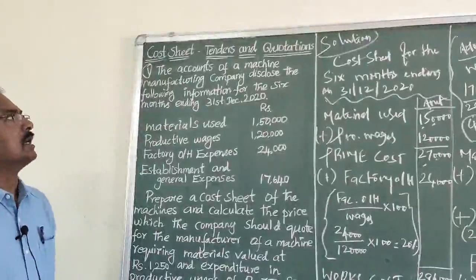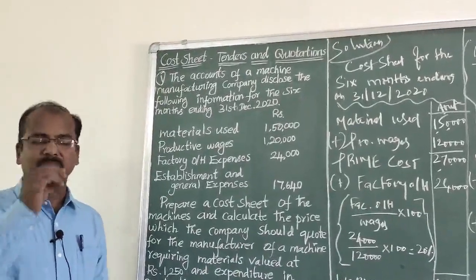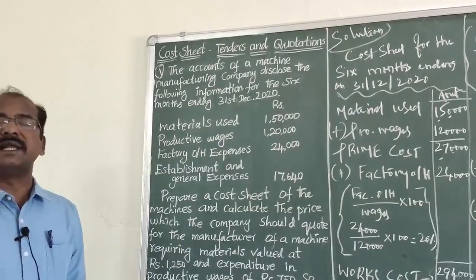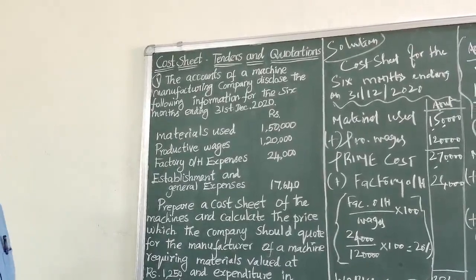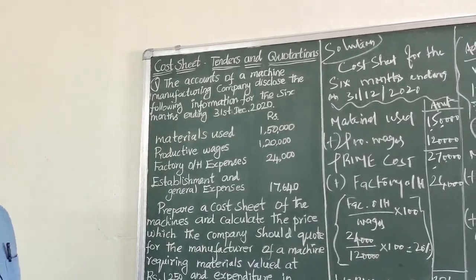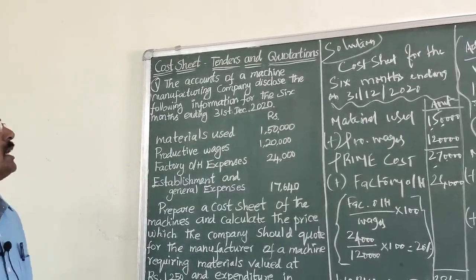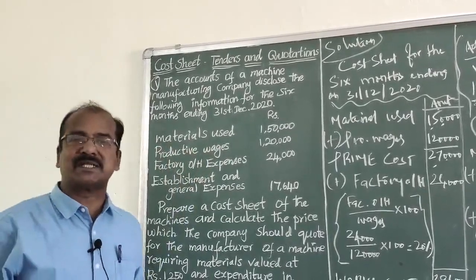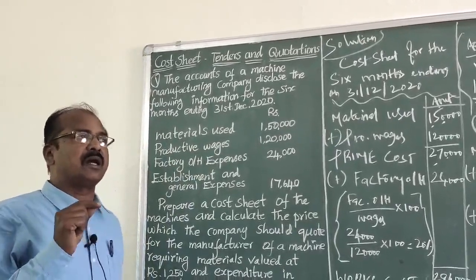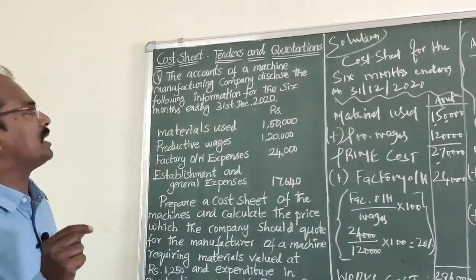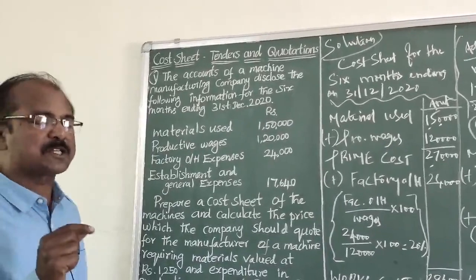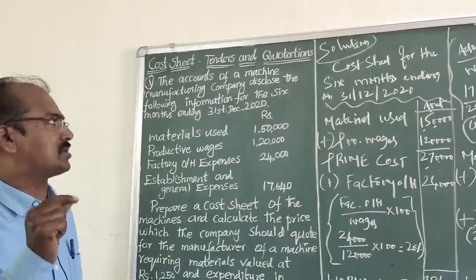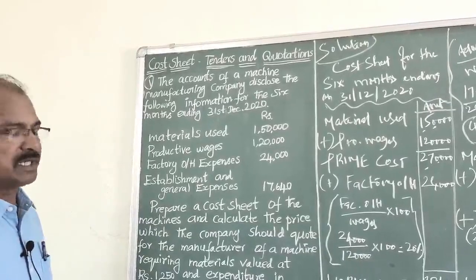Hi everyone, I am going to take you through a problem related to cost sheet and quotation in this video. Let us get into the details of the problem given here. The accounts of a machine manufacturing company disclose the following information for the 6 months ending on 31st December 2020. So we are given the information for the second 6 months of the year 2020 related to a machine manufacturing company. What is the first information given here?